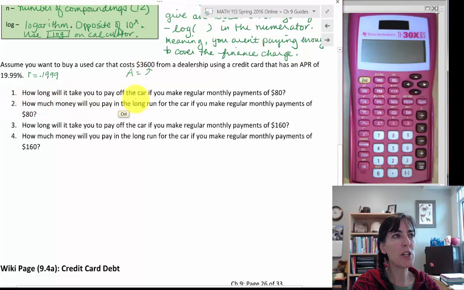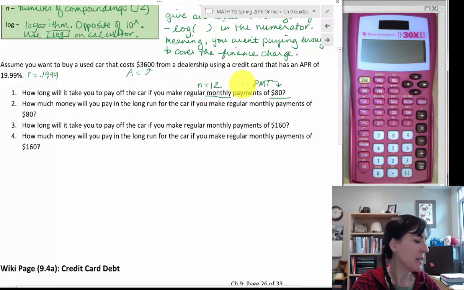And the first question, how long will it take you to pay off the car if you make regular monthly payments of $80? So that's going to be the PMT. And the monthly payment, we really expect that with a credit card. That means our N is going to be 12. And that is all of the information that we need to figure out the answer for number 1. So let's take a look.